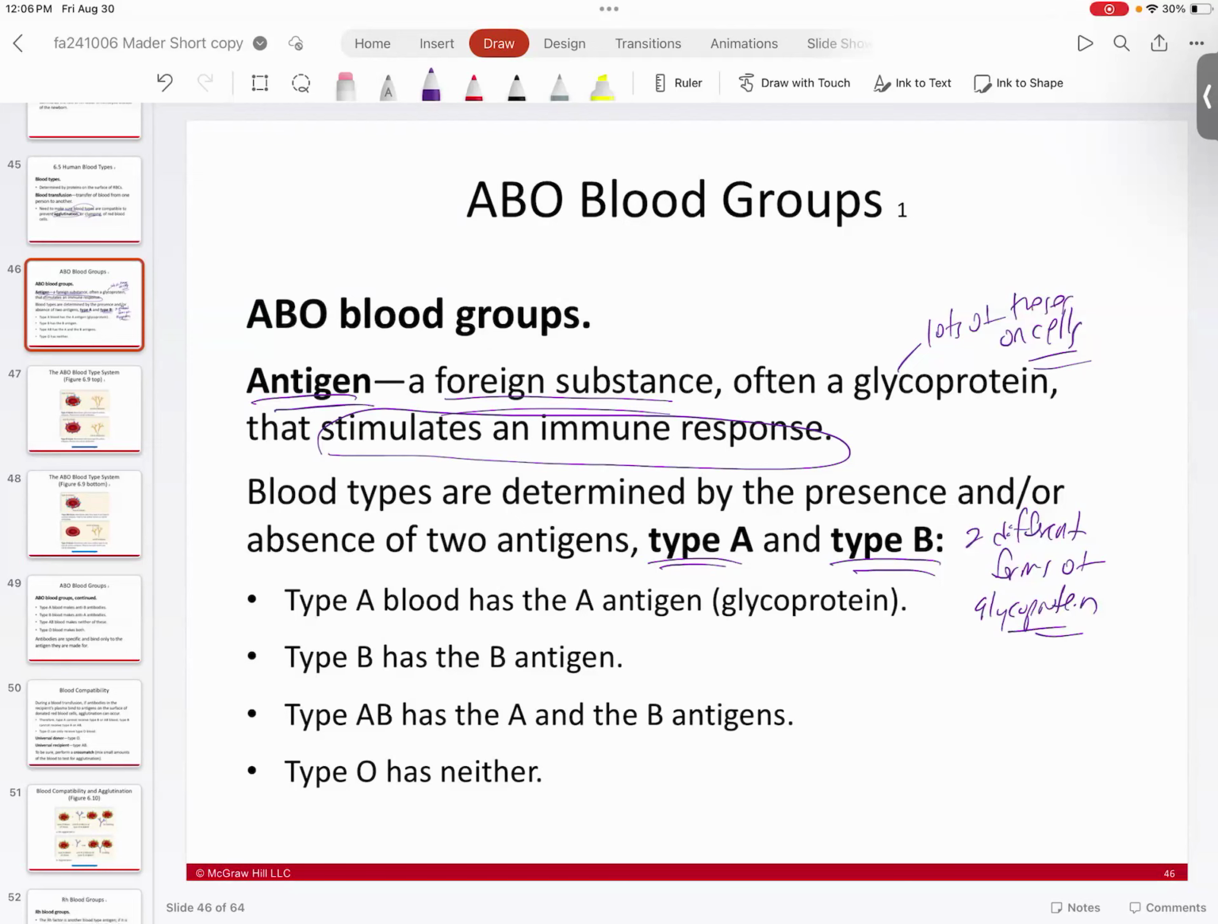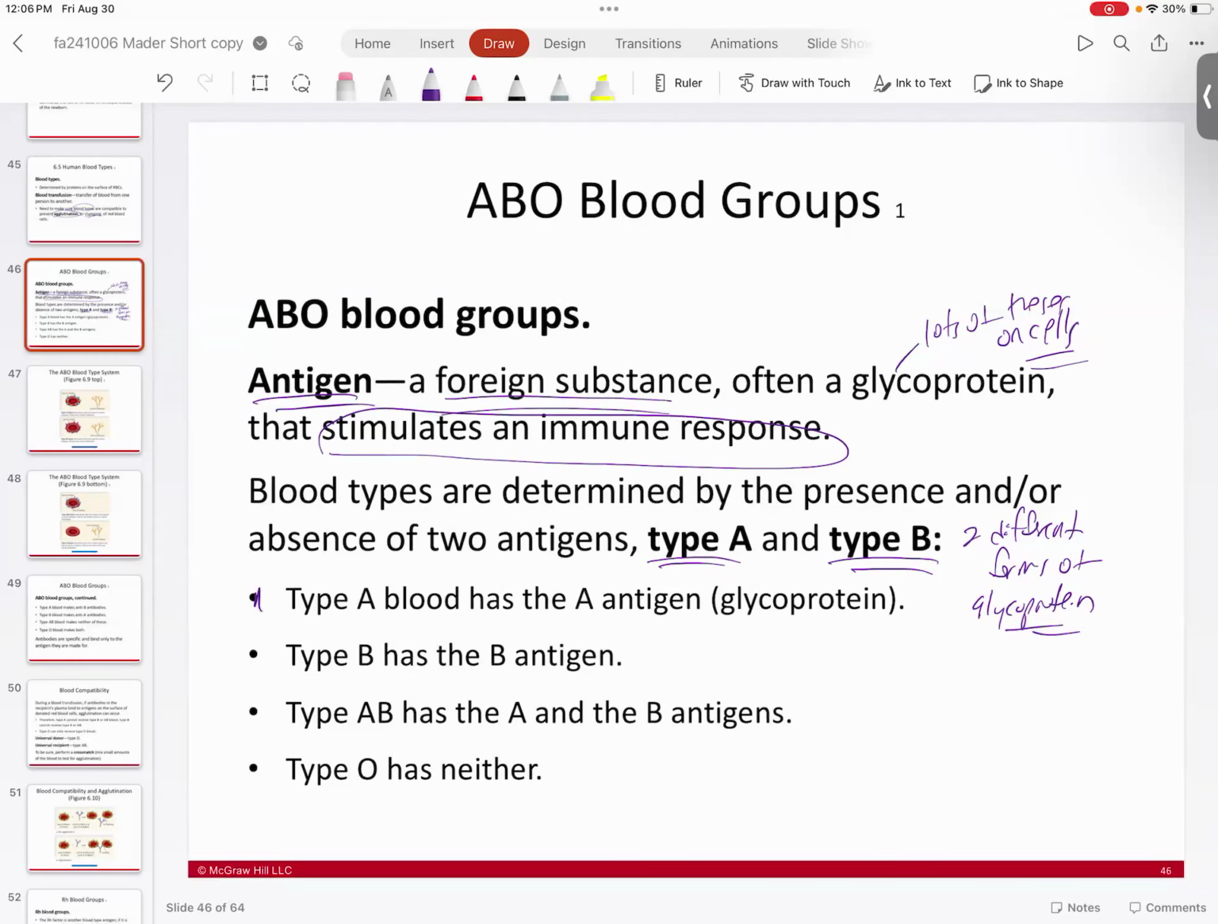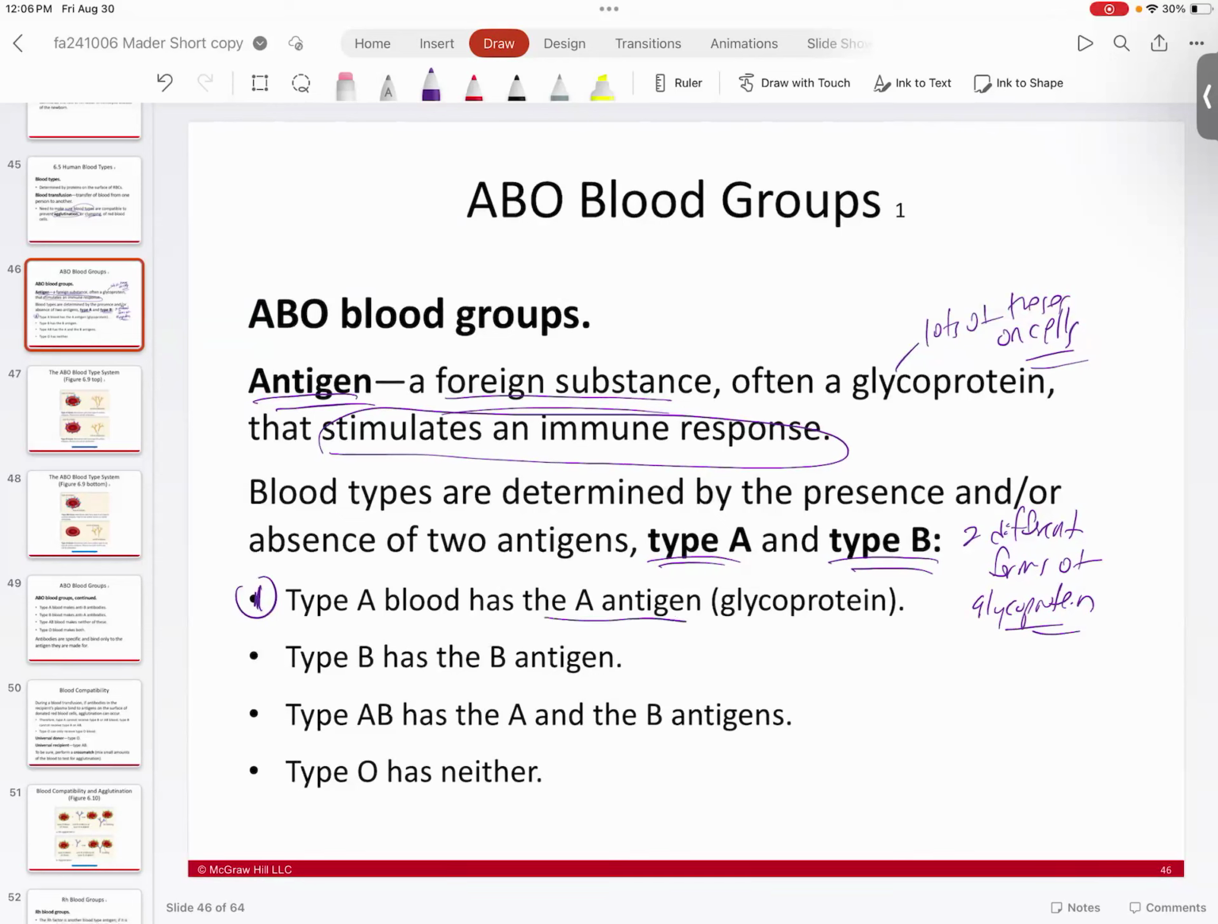Which gives us four different blood types. For instance, a person with type A blood has the A antigen or the A glycoprotein. A type B person has the B antigen or the B glycoprotein. An AB person has both the A and the B, and an O type person has neither. And so those are our four major ABO blood groups.